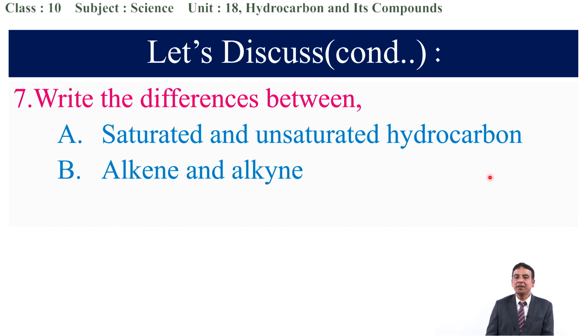And number B, alkene and alkyne. First you have to write the structure of alkene, or you can write one of the examples of alkene. You can write the differences between the general molecular formula of alkene as well as alkynes also. And you can write the number of bonds present in alkene as well as alkynes as a difference. So this is the way to write the difference. If you write about the number of bonds between carbon and carbon, obviously you have to write the number of bonds between carbon and carbon atoms in the next column also.